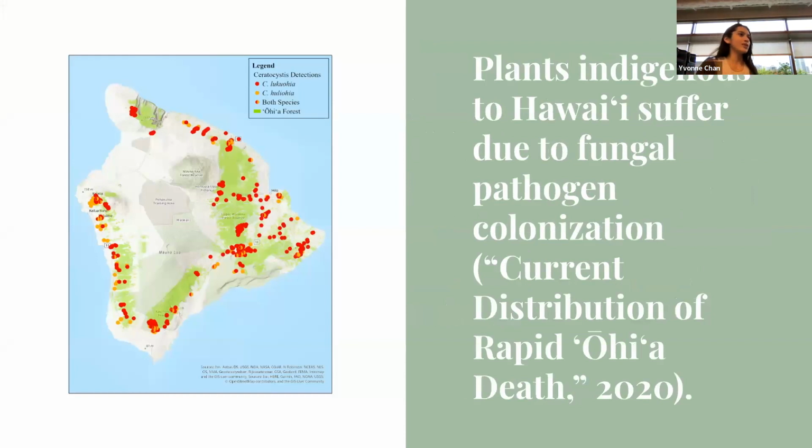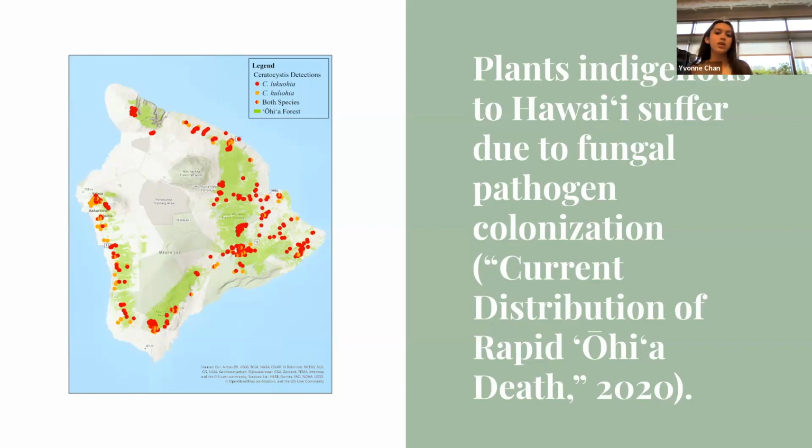I was first introduced to the idea of rapid ohia death by the beautiful ohia lehua trees that lined my backyard on the Big Island as they slowly passed away due to this fungal pathogen. I realized that this fungal pathogen is a deeply detrimental issue to the island of Hawaii, and so I decided I wanted to research more into ways that I could reduce the incidence of this pathogen.